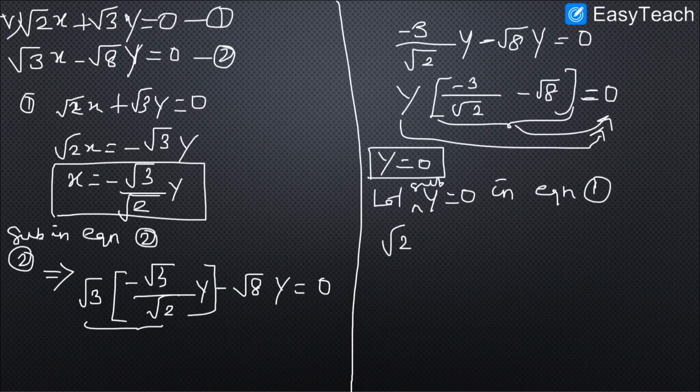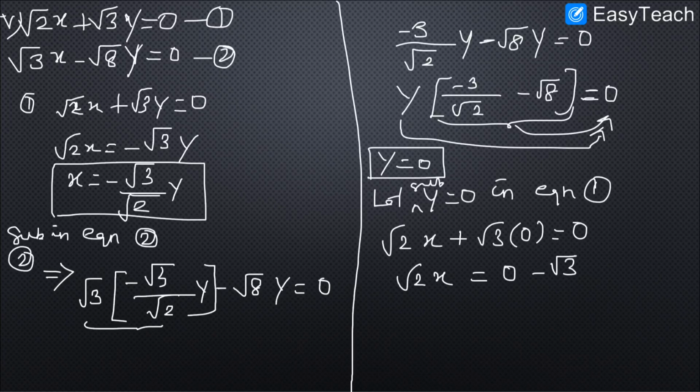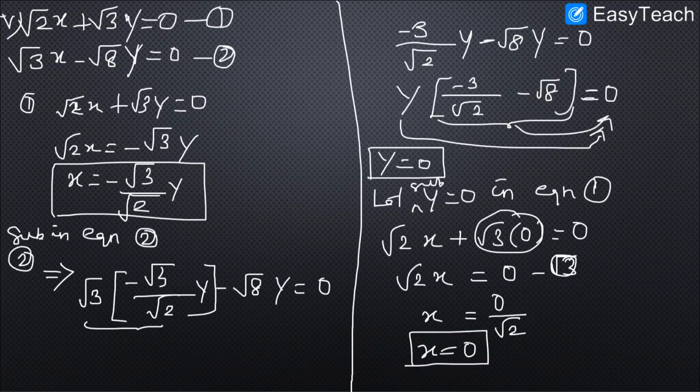So root 2x plus root 3, for y I substitute 0, equals 0. So root 2x equals 0 minus root 3 times 0, this whole term becomes 0. So x equals 0 by root 2, which means x equals 0. For both values we have 0 here.